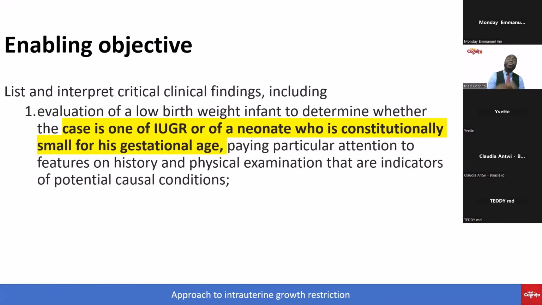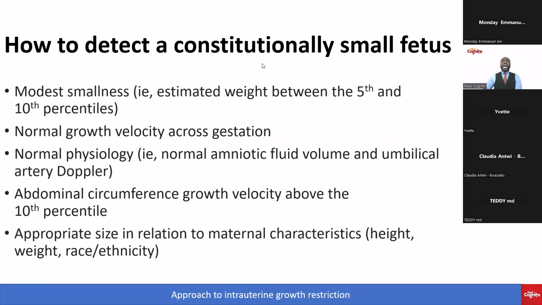Some babies who are born small, we call it constitutionally small, because it could be that their mother is small, right? And it's just a genetic thing. Pay particular attention to features on history and physical exam that are indicators of potential causal conditions. So, how to detect, how will I know?